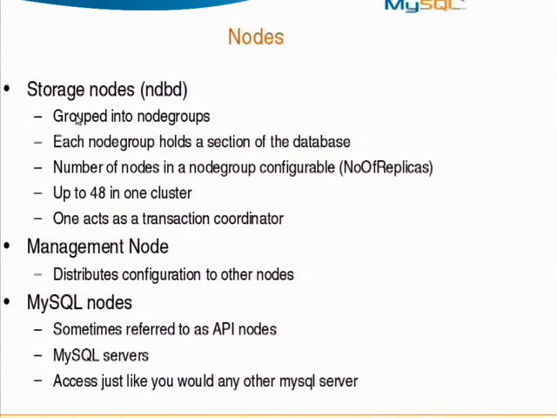So the type of nodes we have inside the cluster is a storage node, which is grouped into node groups. And each node group holds a section of the database. So internally, you can partition things out as well. So you can have half your database in one node group, half of it in another. And the number of nodes in a node group is how many replicas you have. So your cluster is available as long as you have one node in each node group, as in a complete copy of the database. We have, as I said before, a configurable number of nodes in the node group, as in how many replicas you have.